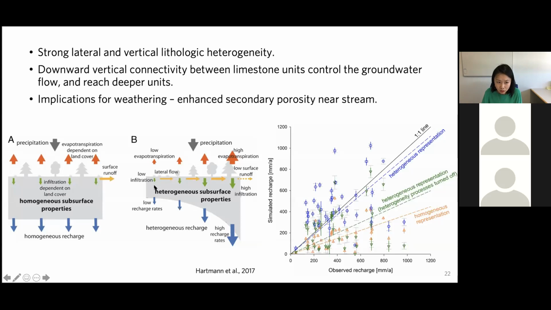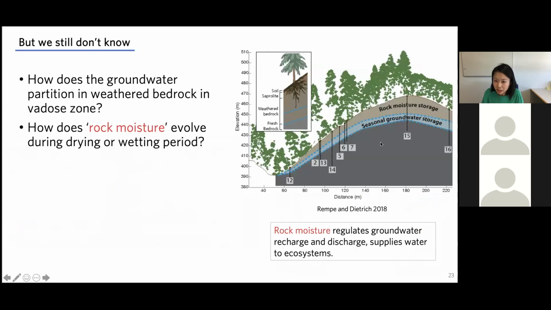And in their heterogeneous subsurface model, which is scenario B here, they consider the variable thickness of the soil and the thickness of epikarst, also the hydraulic conductivity. So in this way, you see this heterogeneous representation fits much better with the observed data. But there's still something we don't know. What we don't know is how the groundwater partitions in the weathered bedrock in the vadose zone, and how the rock moisture evolves during the drying or the wetting period.